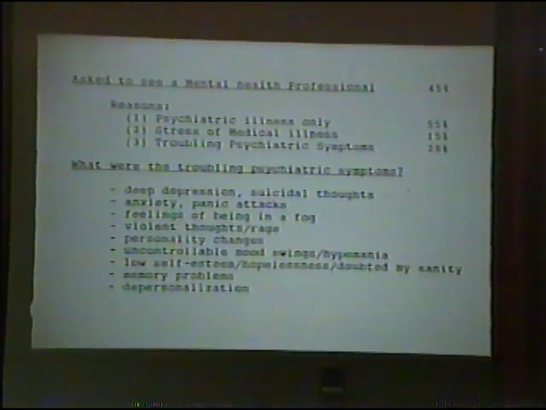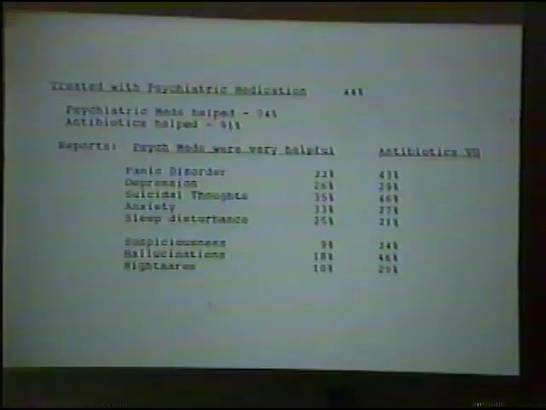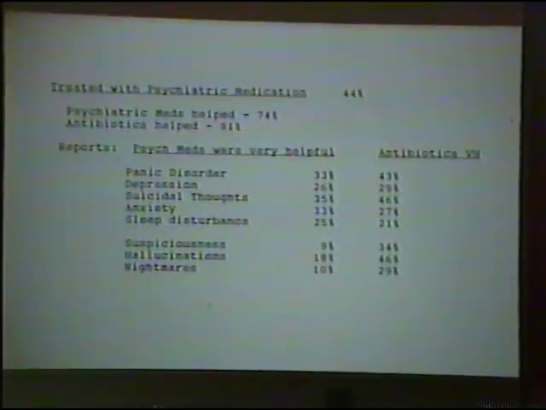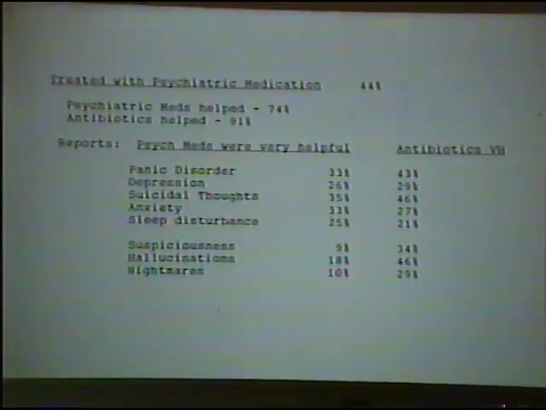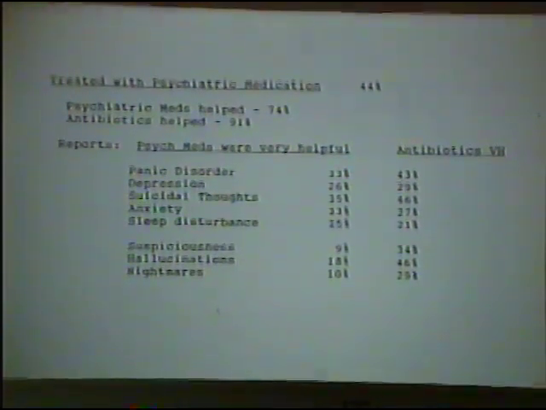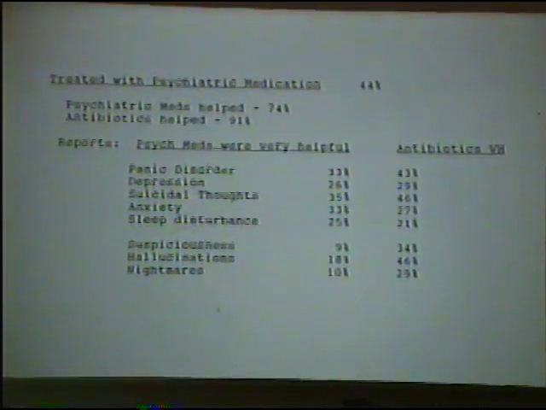45% of the patients with seropositive Lyme disease have been asked to see a mental health professional. Some were asked because the doc thought they only had a psychiatric illness, and some because they happened to have troubling psychiatric symptoms, such as deep depression, anxiety, feelings of being in a fog, violent thoughts, personality changes, uncontrollable mood swings. Almost half were treated with psychiatric medications for things such as panic disorder, depression, suicidal thoughts, sleep disturbance, and psych meds were often helpful, as were antibiotics for these problems.